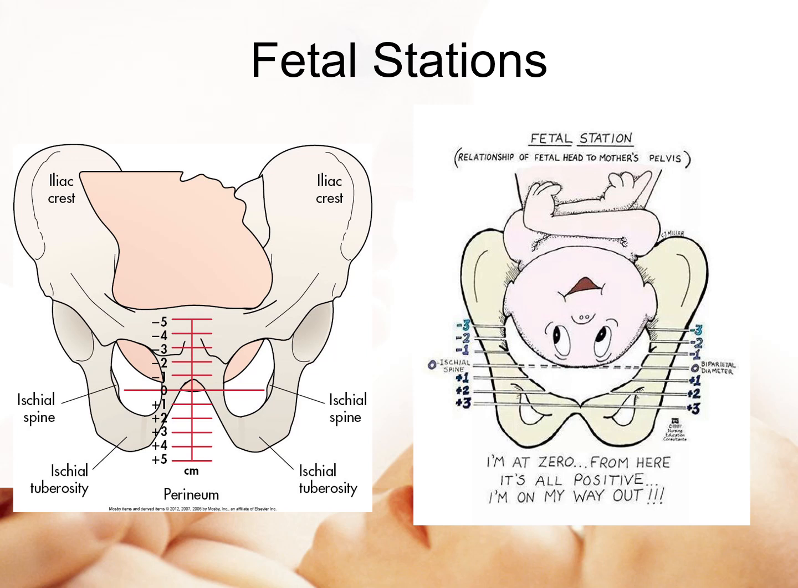Usually they are completely dilated and effaced by this point, by the time they're coming down in the plus category. By the time they're +3, +4, they're pretty much crowning.